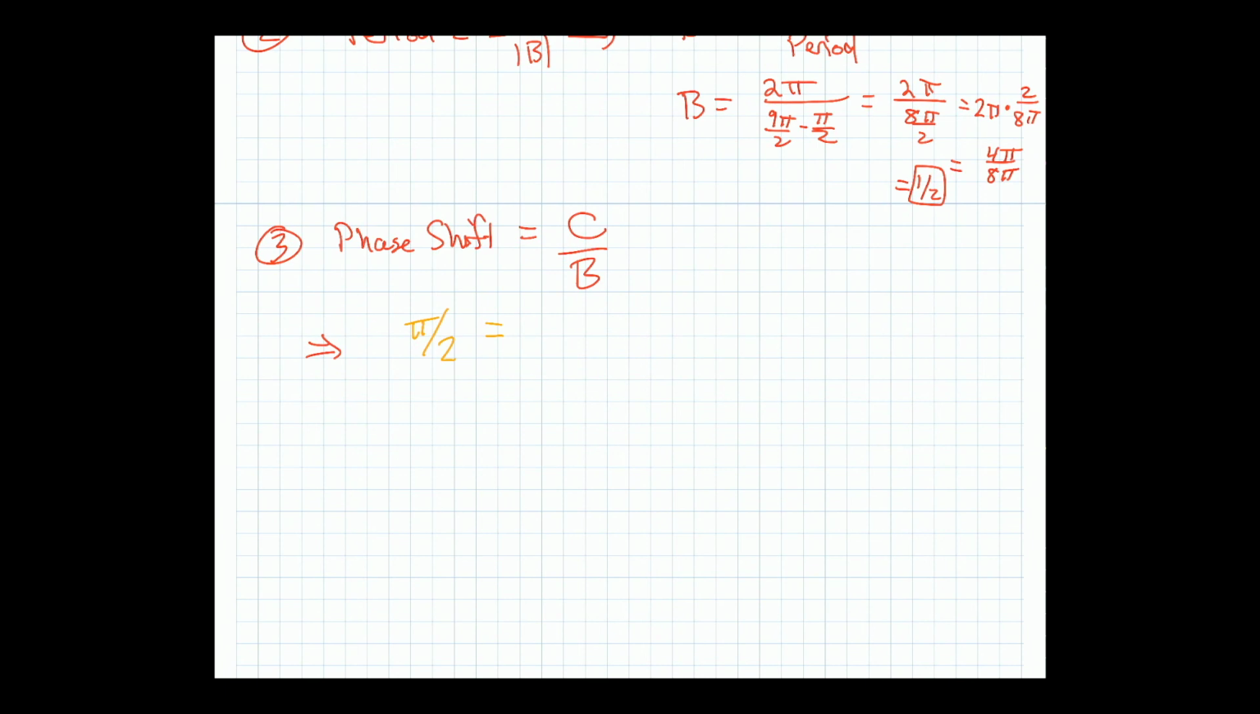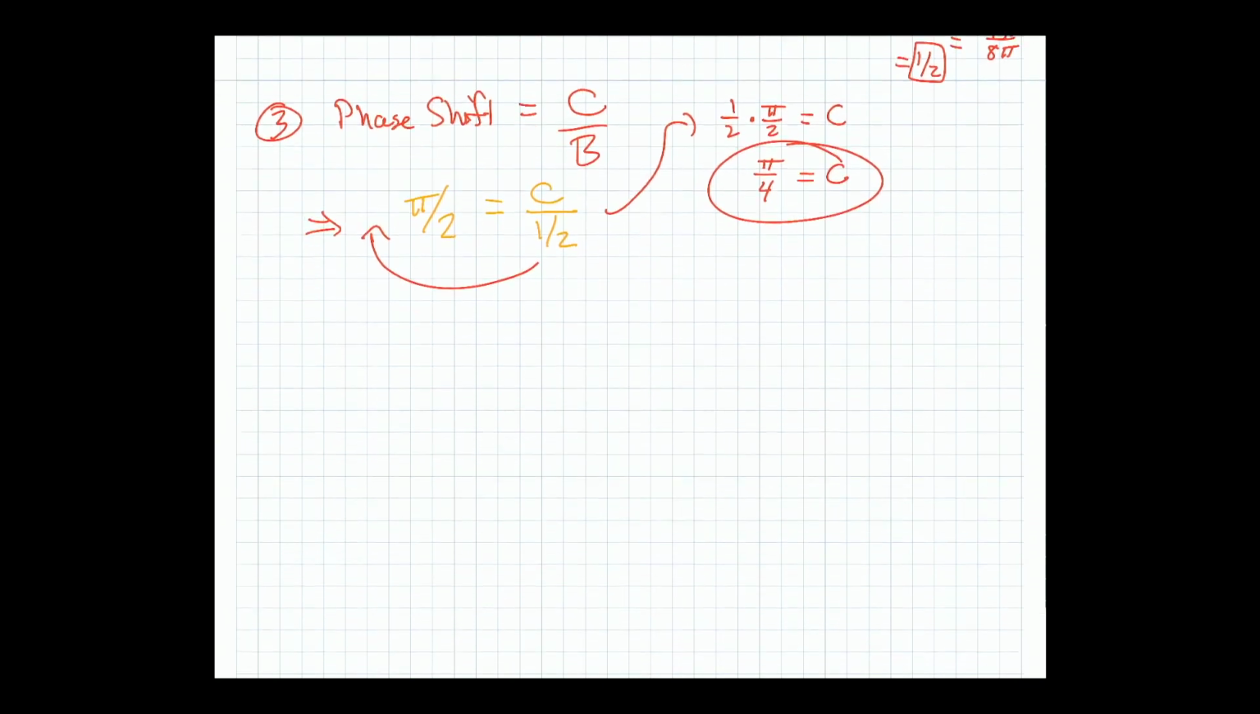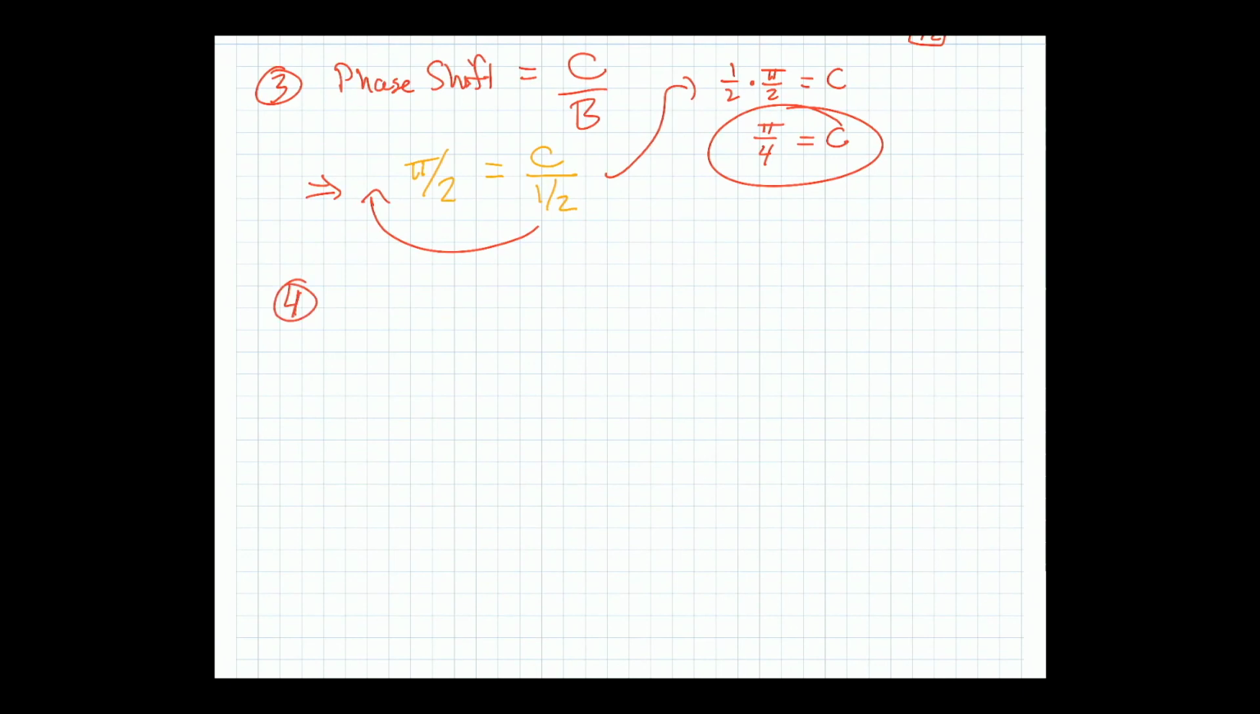Now it's c over b. We don't know the c, but we do know the b. We just calculated it. So we have this relationship: pi over 2 equals c over 1/2. If you multiply this up to the other side, you've got 1/2 times pi over 2 is equal to c, or c is equal to pi over 4. So now you've got the c. You've got the a, the b, the c, and you need the d. For the d, just remember that y equals d is the midline.